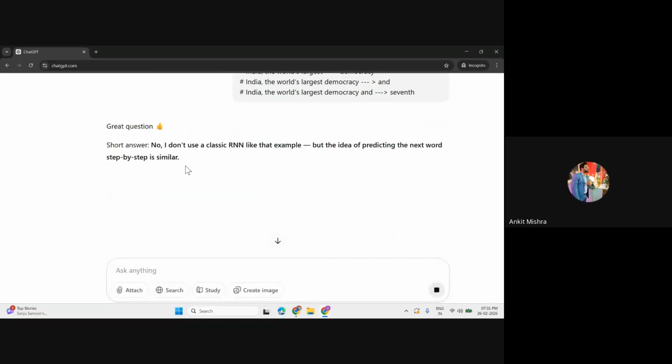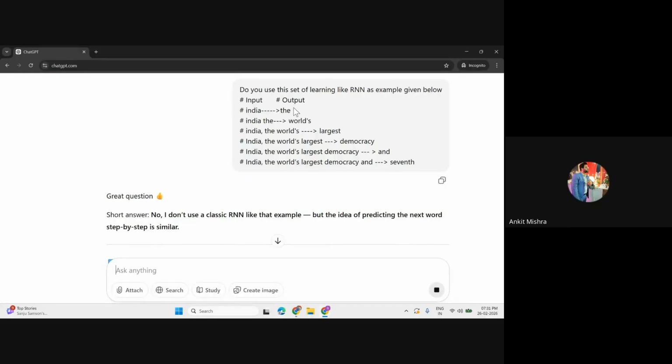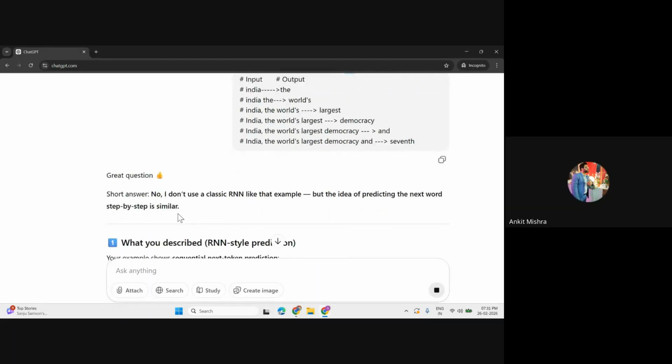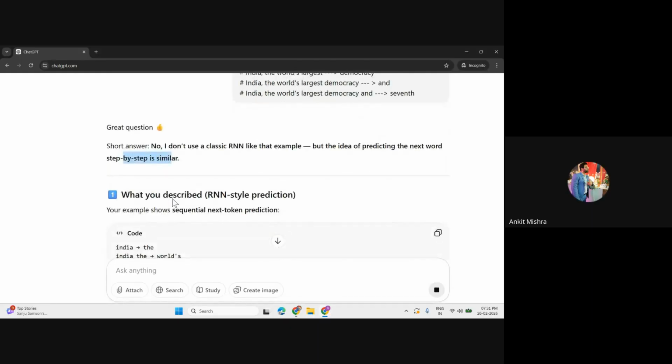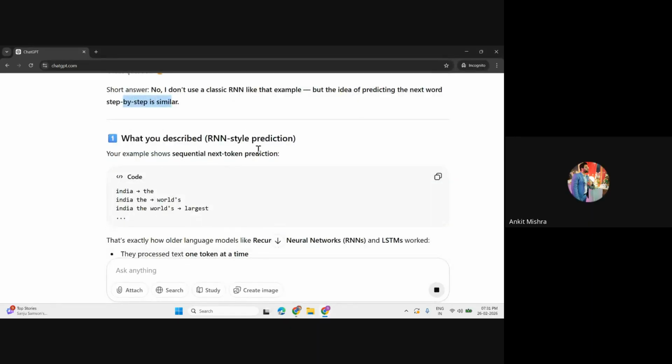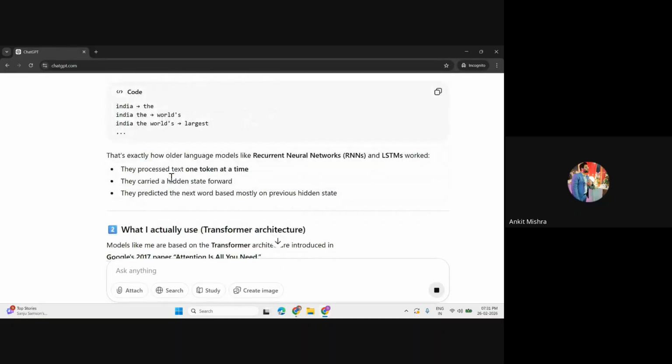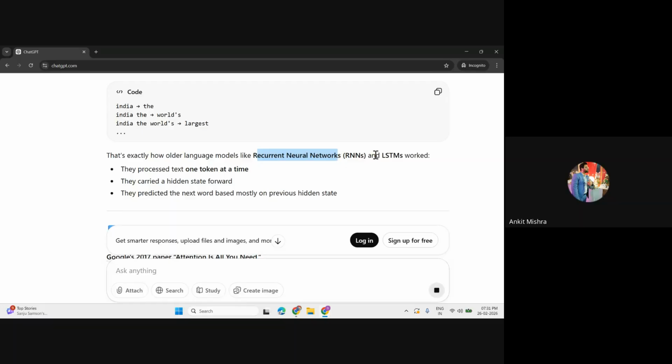Great question. See, we are not using the classical RNN. RNN is just an example, right? But the idea of predicting the next word is similar. You have to find the next token prediction. India is the input, the is the output, right? That is exactly how older language models like RNN and LSTM work.